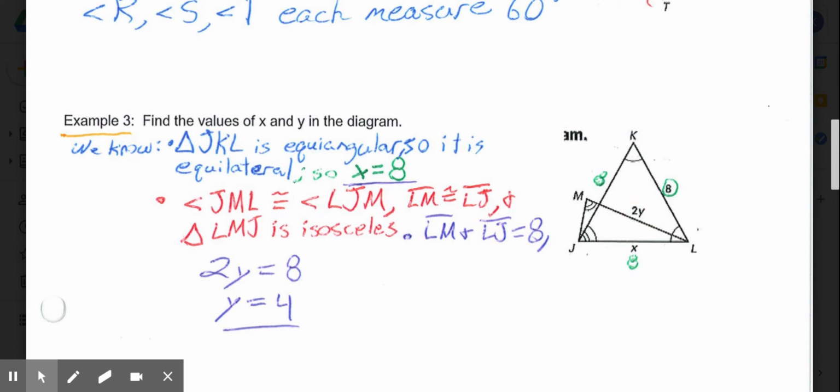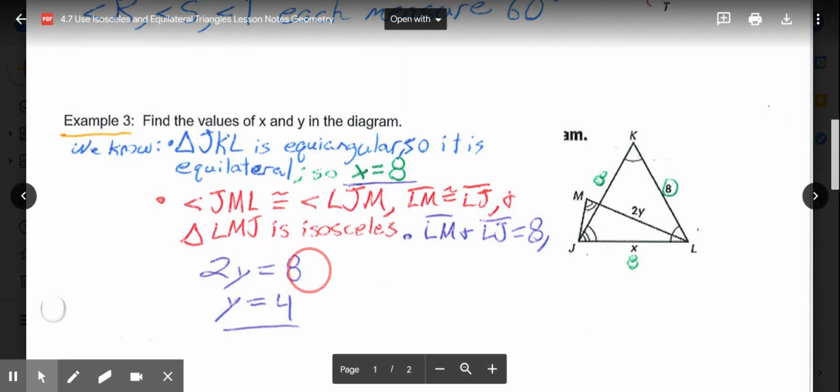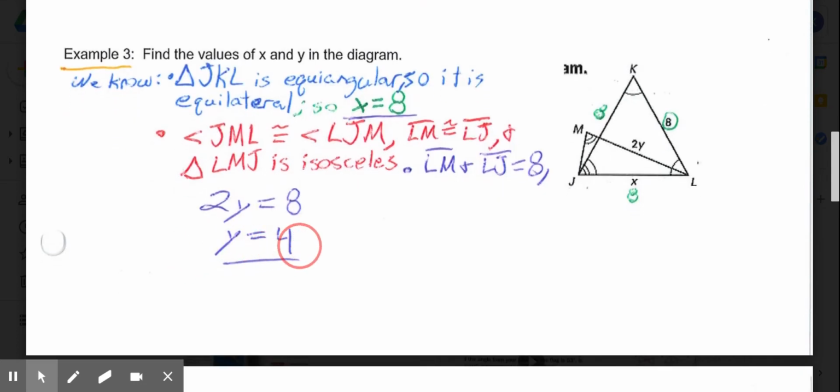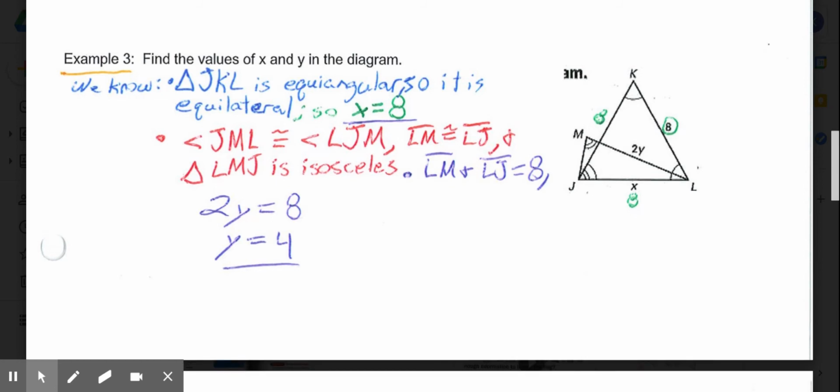So that tells me 2y equals 8. Divide both sides by 2. Y would equal 4. So we're applying the theorems and their corollaries to then use the algebra to find our missing lengths.